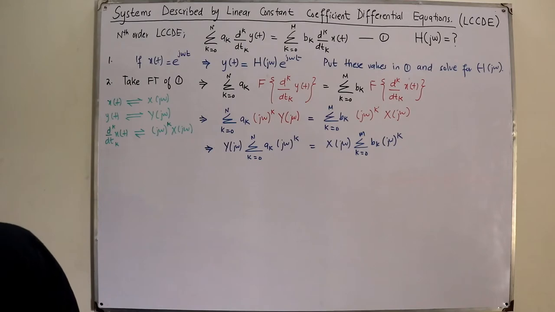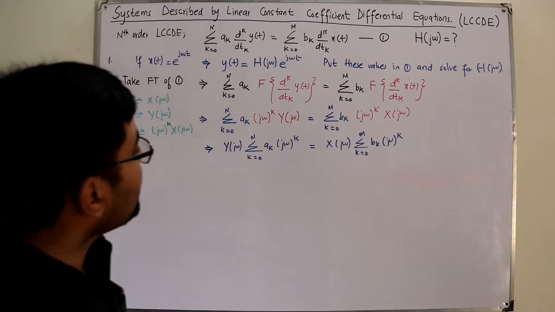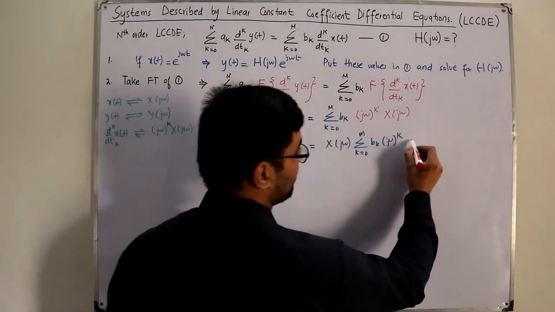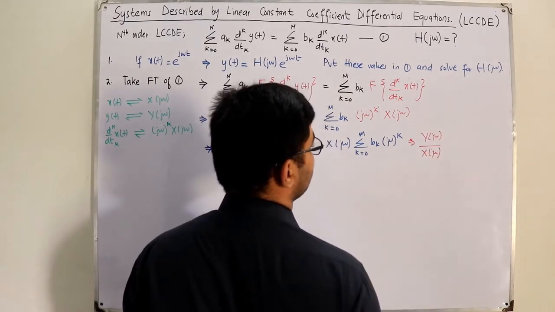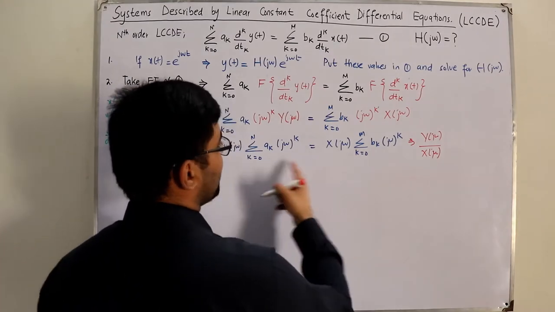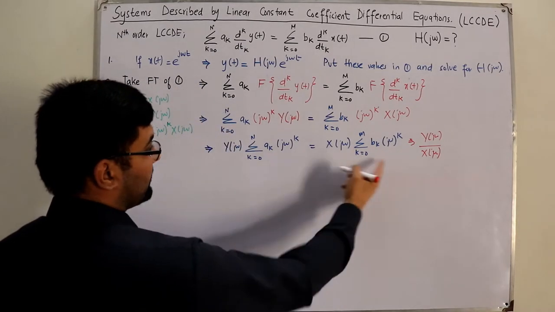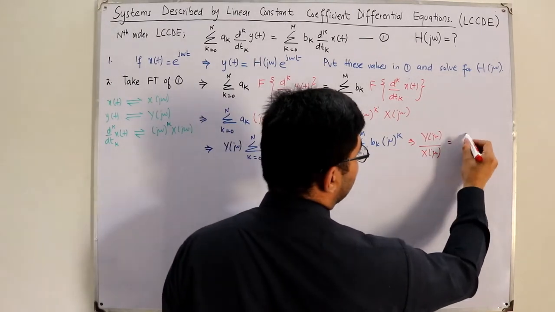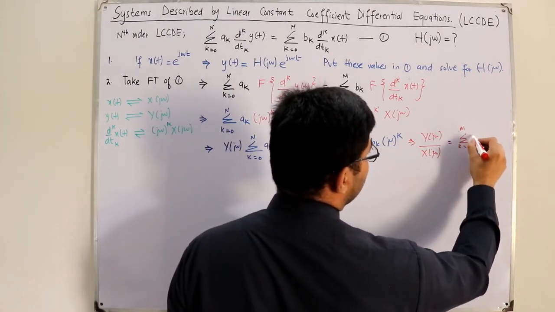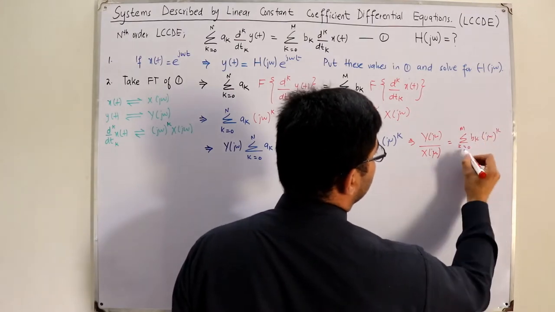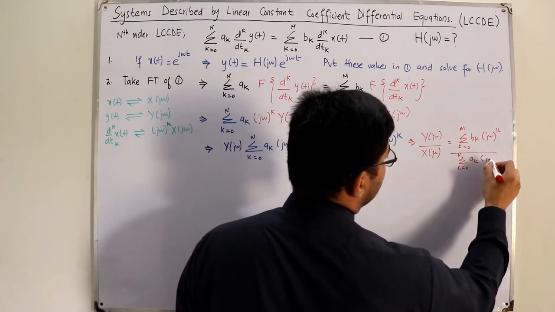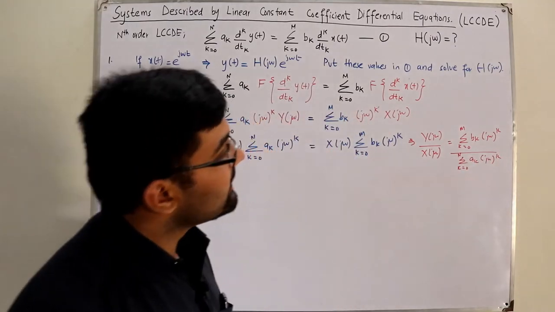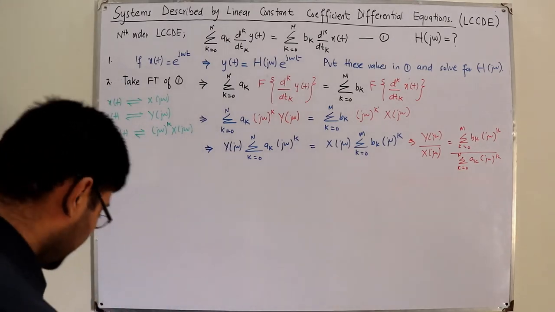Now I write y by x, so y of j omega upon x of j omega. So y divided by x would be b divided by a, right? So I would have a summation k running from 0 to m bk j omega to the power k divided by summation k running from 0 to n ak j omega to the power k. Is this fine till here? It is. Okay.